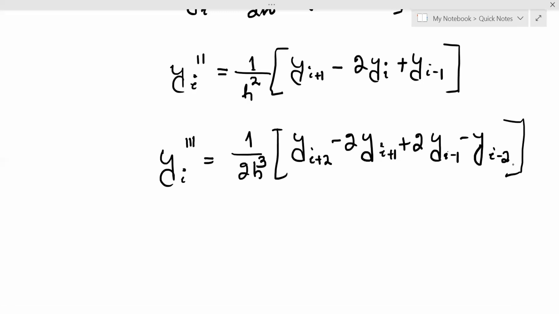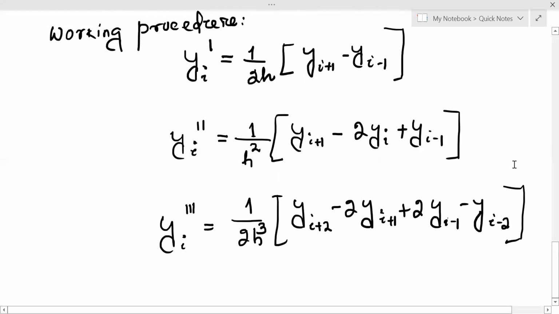And so on. This is the finite difference form of the first derivative, second derivative, and third derivative. That is the procedure. Just have a look at this formula.